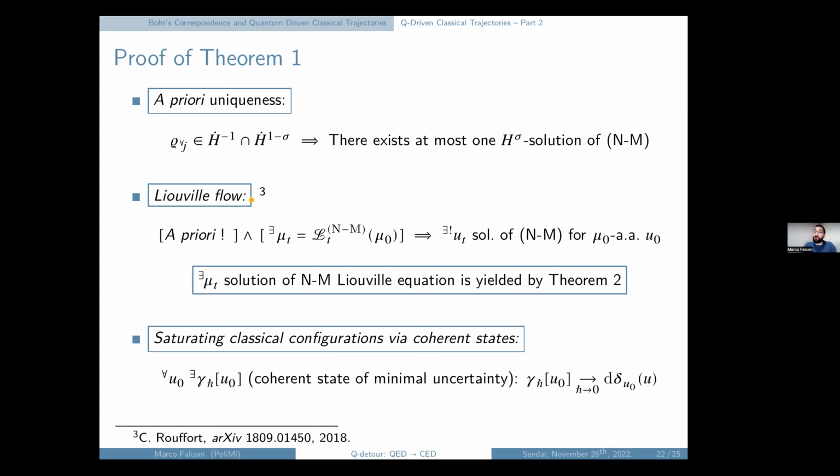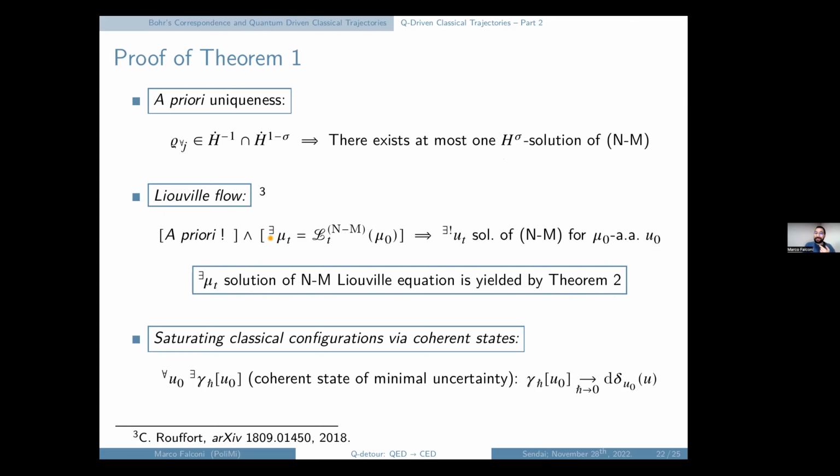Then we use the Liouville flow. So the Liouville flow that we obtained by the Bohr's correspondence principle. So the fact that there exists one solution of the Liouville equation is given by this Theorem 2, by this Bohr's correspondence principle.